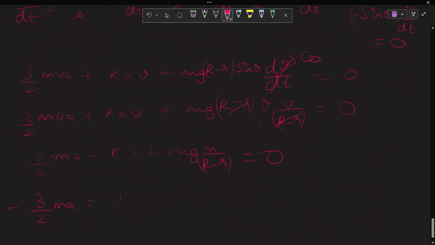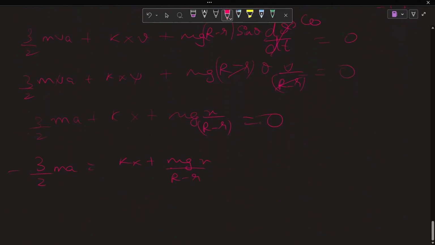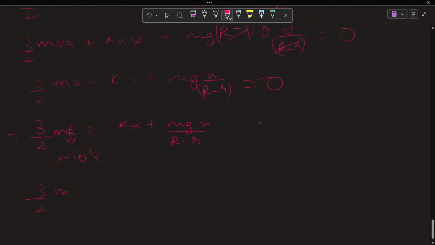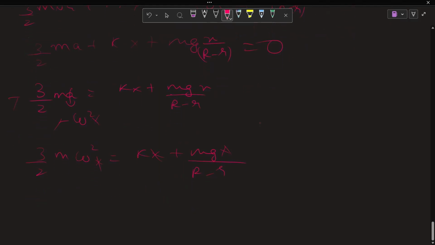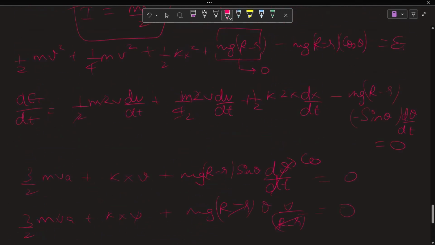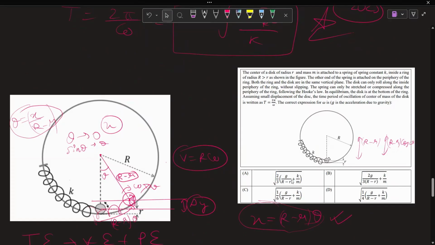Minus 3 by 2 ma is equal to kx plus mg x upon R minus r. A is minus omega square x. So minus minus cancels out. 3 by 2 m omega square x is equal to kx plus mg x upon R minus r. X cancels out. So omega comes out to be root of 2 by 3 times k by m plus g upon R minus r. What option is this? 2 by 3, g upon R minus r, yes, this is option A. And A was the answer given by JEE Advanced 2025.